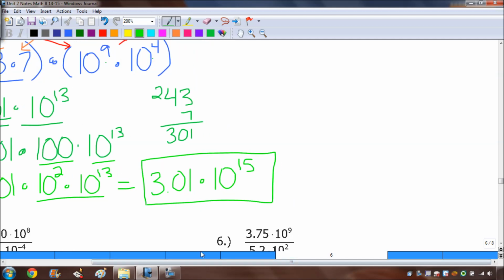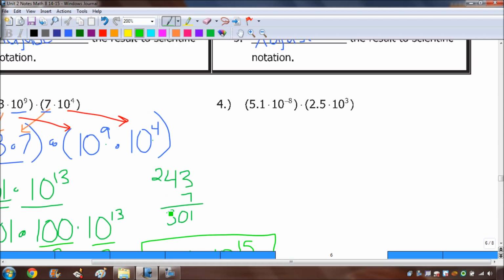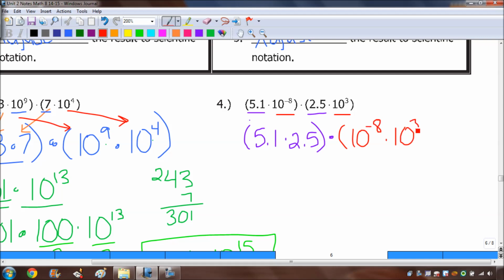So let's take a look at question number 2. In question number 2, I'm going to rewrite my numbers so that my coefficients go together and then my bases and my exponents go at the end. So I'm going to rewrite it as follows. 5.1 times 2.5 times, and then right here, I'm going to multiply these guys together. 10 to the negative 8th power times 10 to the 3rd power.